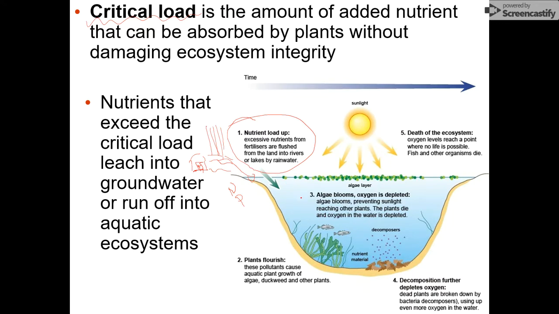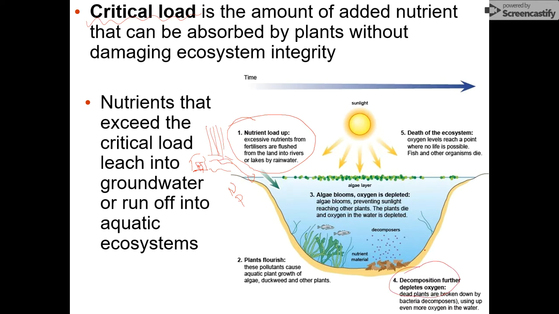Anyway, if you're adding too many extra nutrients to the aquatic ecosystem here, anything photosynthetic is going to say, yay, let's do more photosynthesis. And so you'll have algae blooms, and plants are going to do very, very well. And all the photosynthetic organisms are just going to grow and grow and grow. At some point, though, they die.